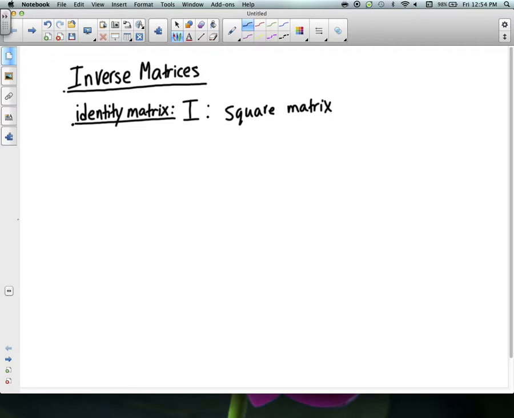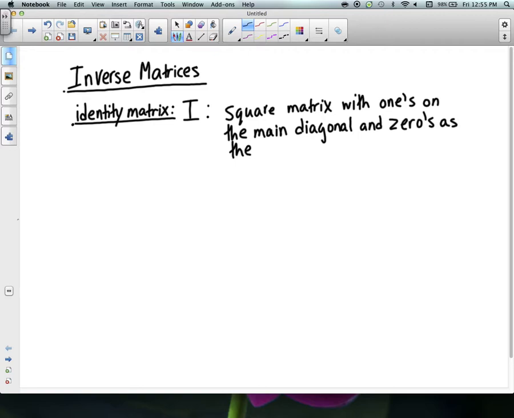With ones in the main diagonal, and zeros as the other elements. We previously looked at if you multiply something by the identity matrix, as long as it's in the right order, you get back that same matrix. We're going to focus in on the 2 by 2 and 3 by 3.